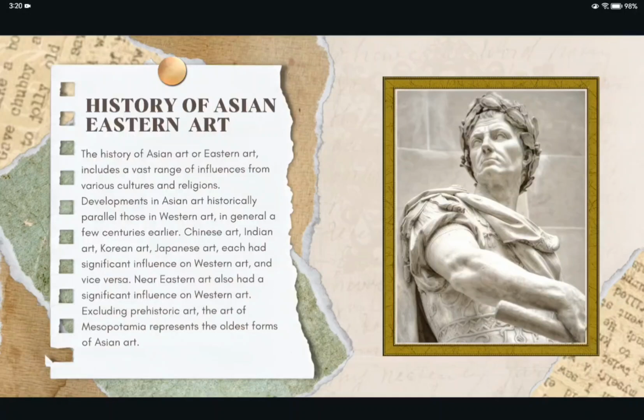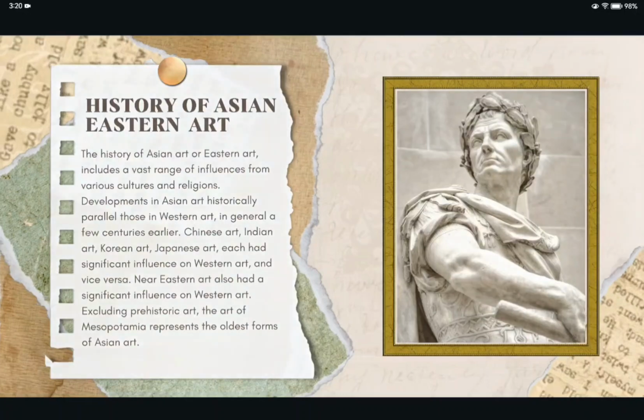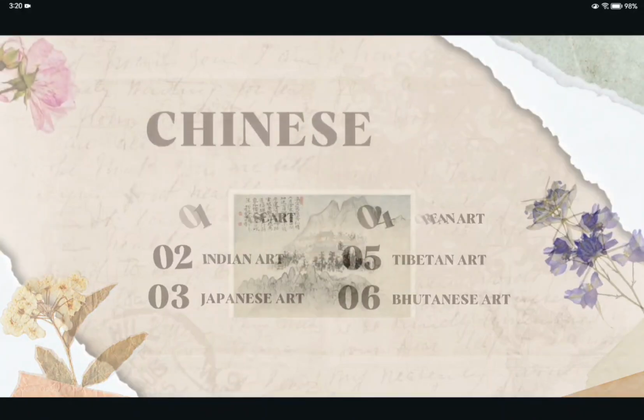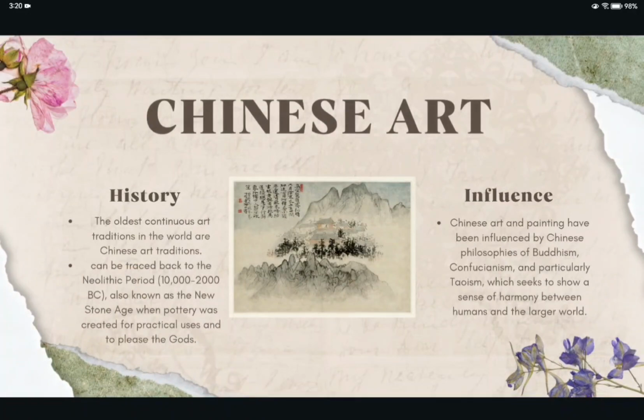Now that we know the history of Asian art, we will proceed to the table of contents under Asian art. First we have Chinese art, Indian art, Japanese art, Korean art, Tibetan art, and Bhutanese art. Chinese art will be discussed by Mr. Rikaza.